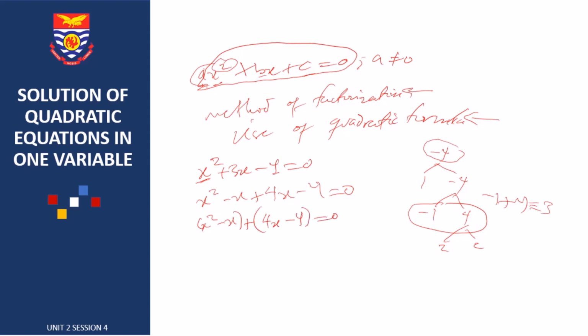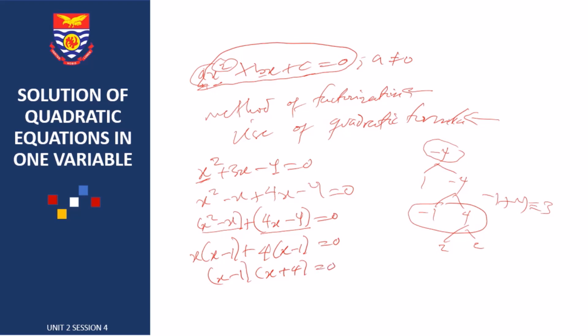Here, the common factor in this part is x. When x comes out, I'll be left with x minus 1. The common factor for this part is 4. I can bring 4 out and I have x minus 1. Now I can write this as x minus 1 times x plus 4, all equal to 0.